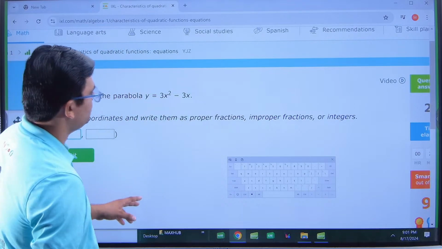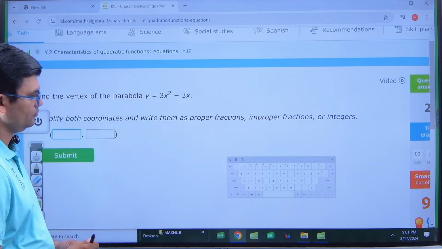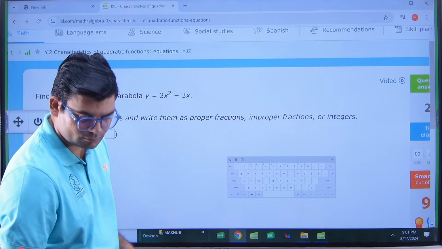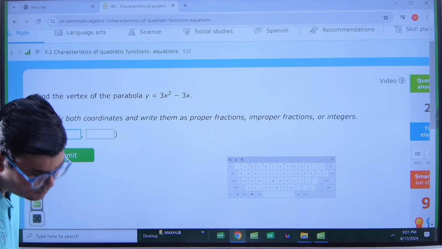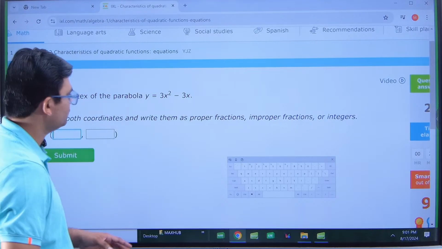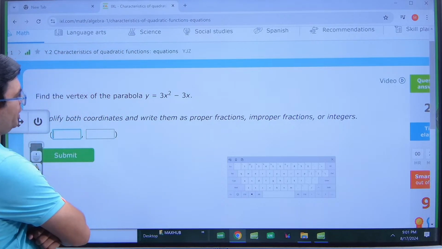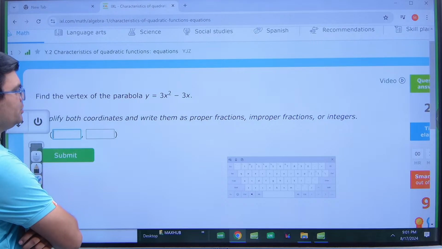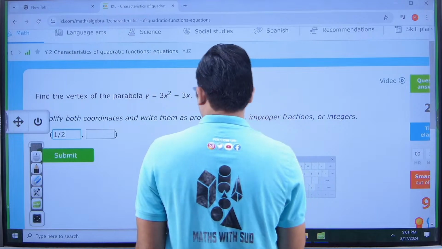Find the vertex. Minus b upon 2a. So minus of minus is going to be plus. So 3 by 2 into 3 is going to be 1 by 2. So x I got as 1 by 2.